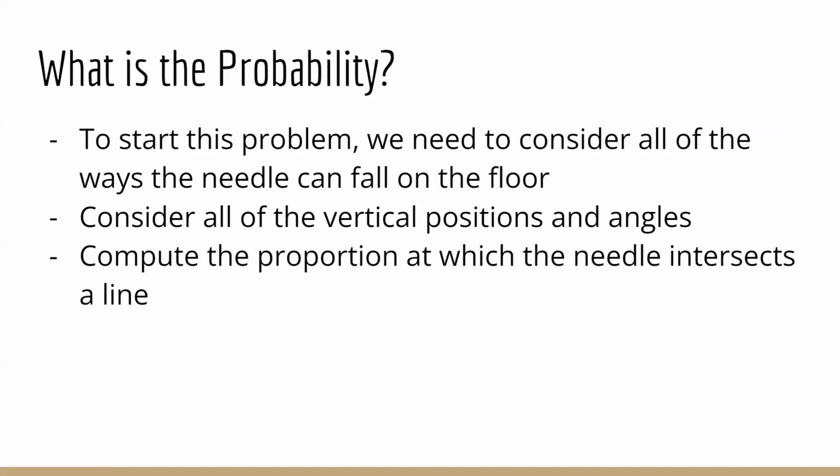To start this problem, we need to consider all of the ways that a needle can fall on the floor. We have different vertical positions like this, but it can also fall at different angles. So we're going to consider all of the vertical positions and the angles. So it can fall here, or like this, or over here. So obviously there are a bunch of different ways that the needle can fall on the floor. Then we're going to compute the proportion at which the needles intersect a line.